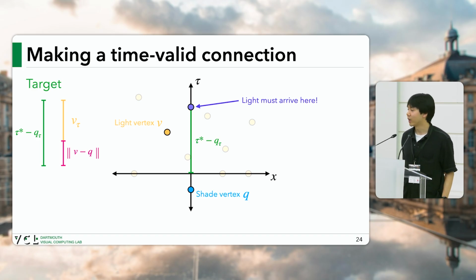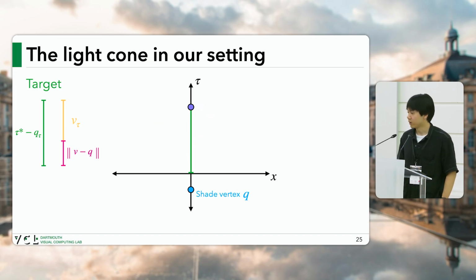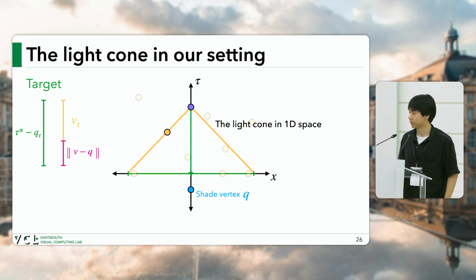And since joining the two subpaths means tracing one connection segment, the question then becomes, which of our stored light vertices can reach the shade point's position by this deadline with a single segment? So let's try connecting some light vertices to the shade vertex. We see here that light vertices that are too far or too close in space-time miss the deadline. And if we look at the ones that actually hit it, we see that they must lie on these two 45-degree line segments with the deadline at its apex. And if you look at all such light vertices, it traces out our chevron again, or this V shape.